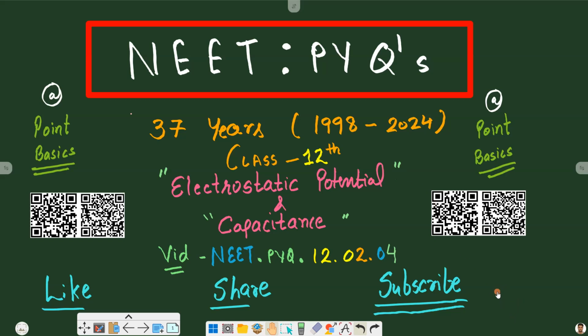Welcome everybody. This is our fourth class in NEET previous year questions, fourth chapter, electrostatic potential and capacitance. This is a subtopic related to the class 12 chapter known as electrostatics.